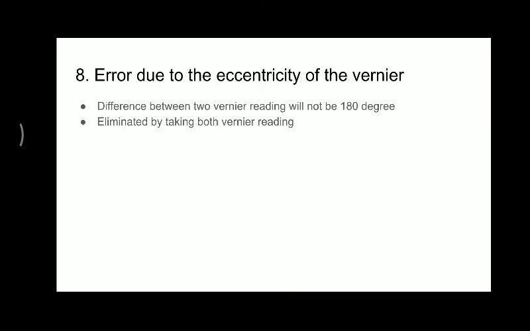The last error is error due to the eccentricity of the vernier. Due to this error, the difference between two vernier readings will not be 180 degrees. It can be eliminated by taking both vernier readings.